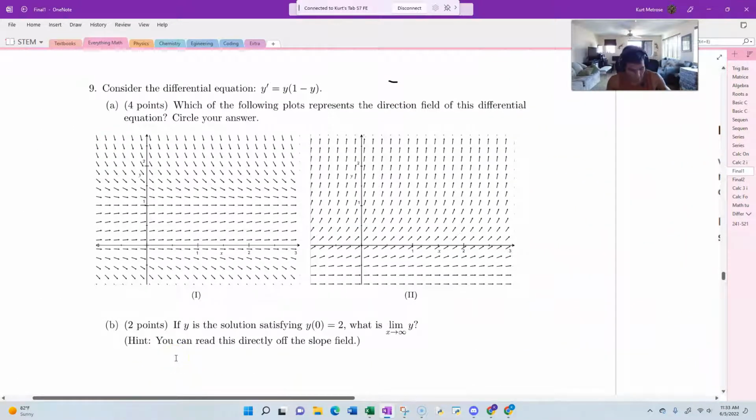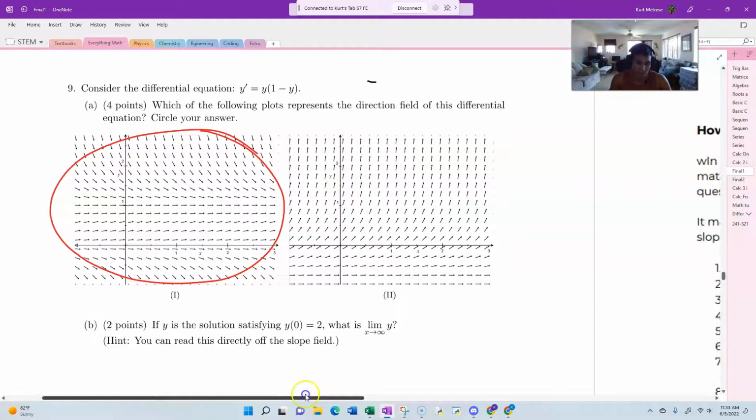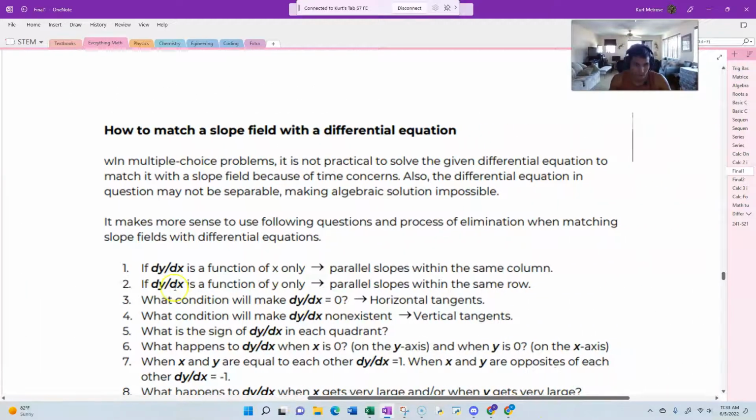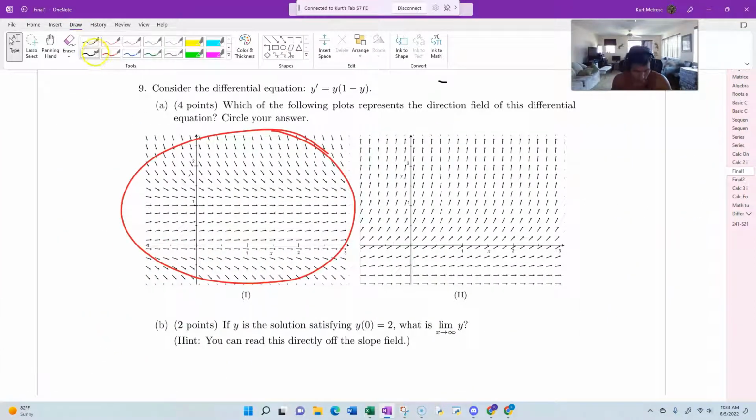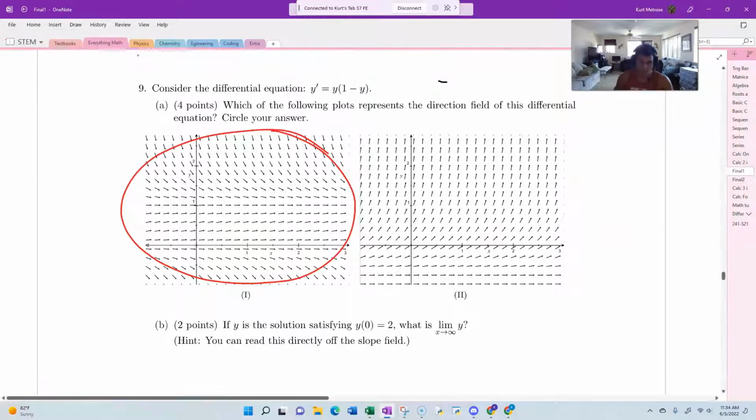I'm just going to tell you right now, I actually do know the answer here. It is this one. But I'm going to explain it in a second. I want you to think about this. If dy/dx is a function of y only, then the parallel slopes are within the same row. These are all slopes, and they said the parallel ones are in the same row.